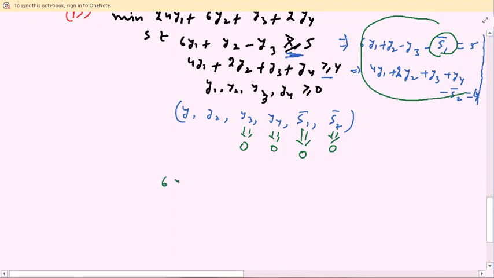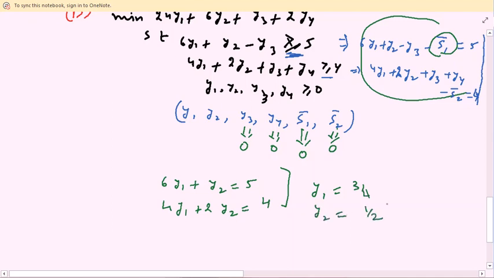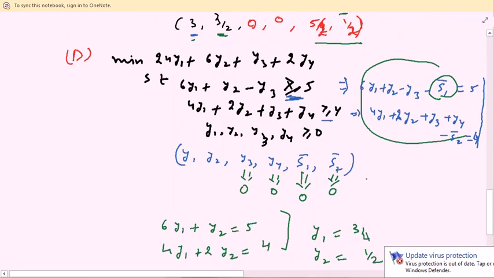We get 6y1 plus y2 is equal to 5, and 4y1 plus 2y2 is equal to 4. On solving these two, we get y1 is equal to 3 by 4 and y2 is equal to 1 by 2. And if we put the values of y1 and y2 in the objective function, you see what we get.